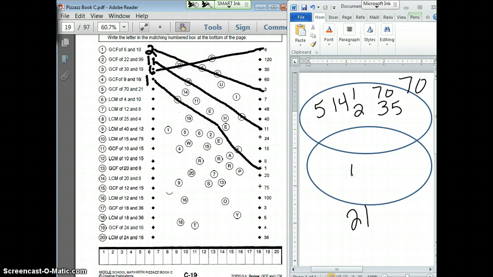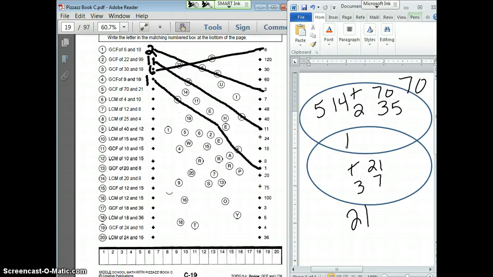We've got 1 and 21. Not a 2. We've got 3 and 7. 4. Nope. 5. Nope. 6. And then we start our turnarounds. 1 is a common factor. Not 2. Not a 3. But we can go all the way up to 7.